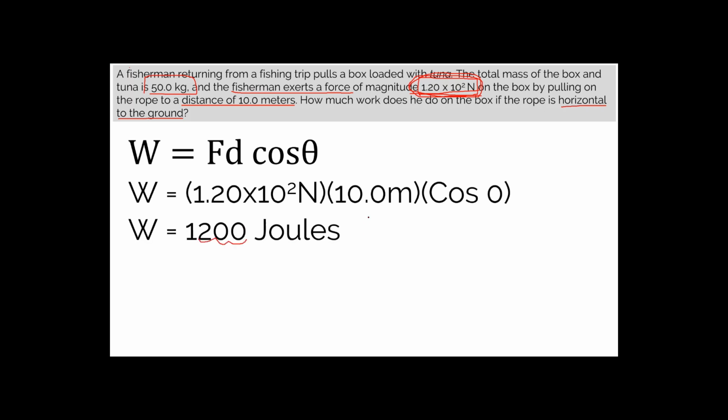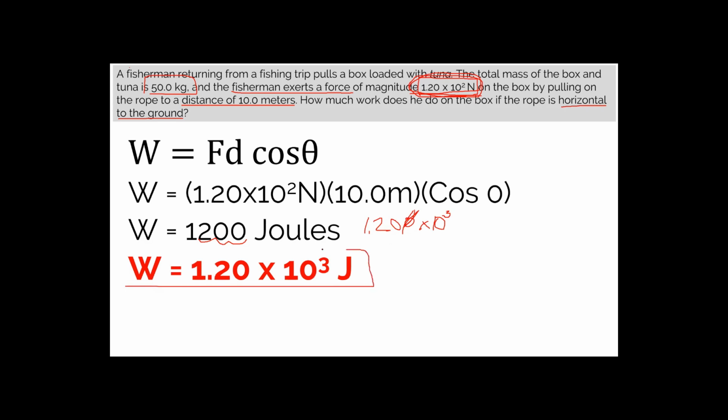So convert to 1, 2, 3. It is now equal to 1.200 times 10 to the power of 3. Since 1.200 is 4 significant figures, we remove one 0. So it becomes 1.20 times 10 to the power of 3. So our final answer is 1.20 times 10 to the power of 3 joules.